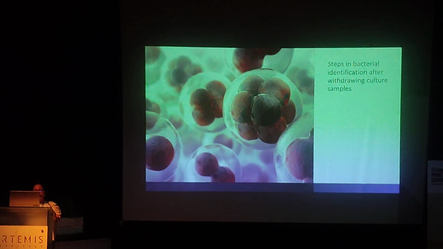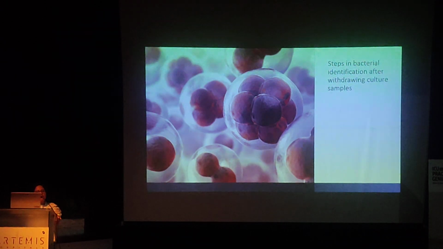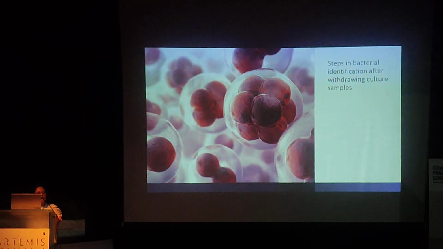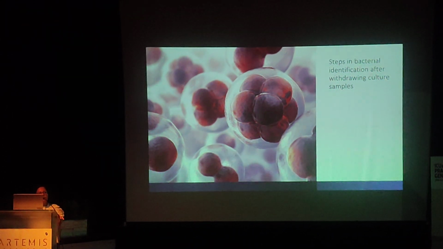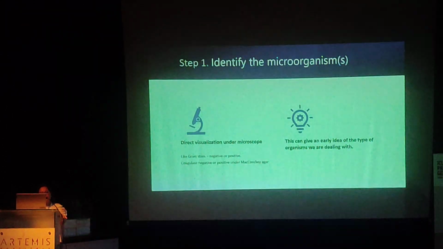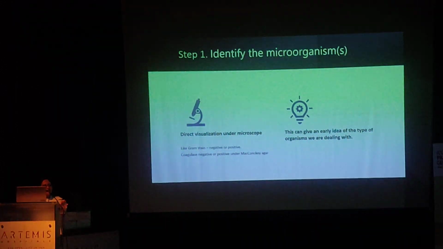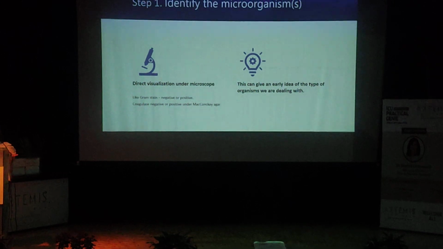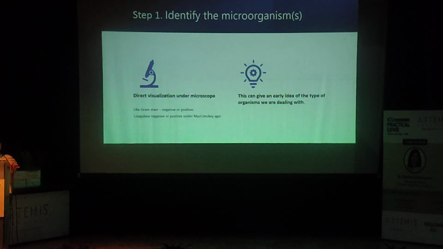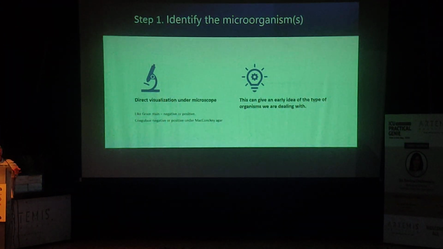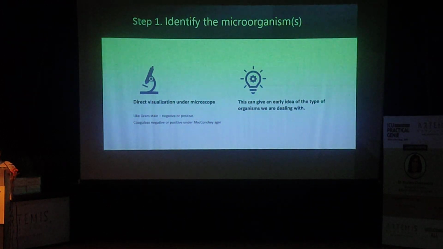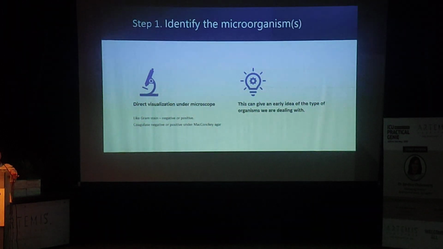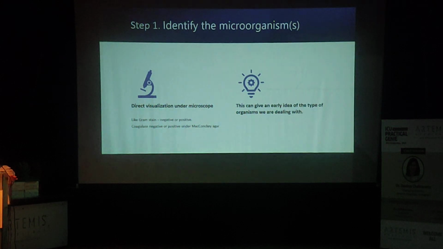This was for urine. Now, what are the steps in bacterial identification? We have already withdrawn the samples. Now we will just analyze the bacteria. First step is to identify the microorganism. In that comes gram stain, so that we understand the morphology of the bacteria. It tells whether it is gram positive or gram negative, whether it is cocci or bacilli. That gives us a rough idea of the probable organism which we are suspecting in the patient.